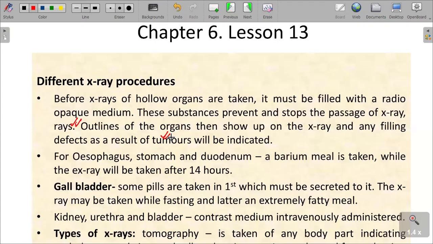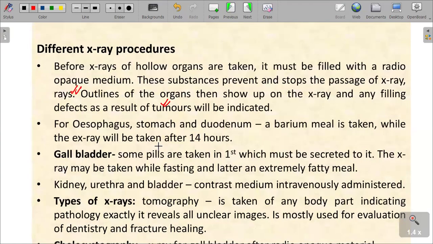For the esophagus, stomach, and duodenum, a barium meal is taken, while the X-ray is taken after 14 hours. After taking the barium meal, the X-ray can be taken after 14 hours.